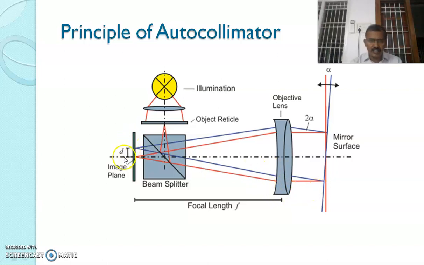You can measure the distance O dash using a microscope very easily. From this you can calculate the angle theta. So this is the principle of the autocollimator.